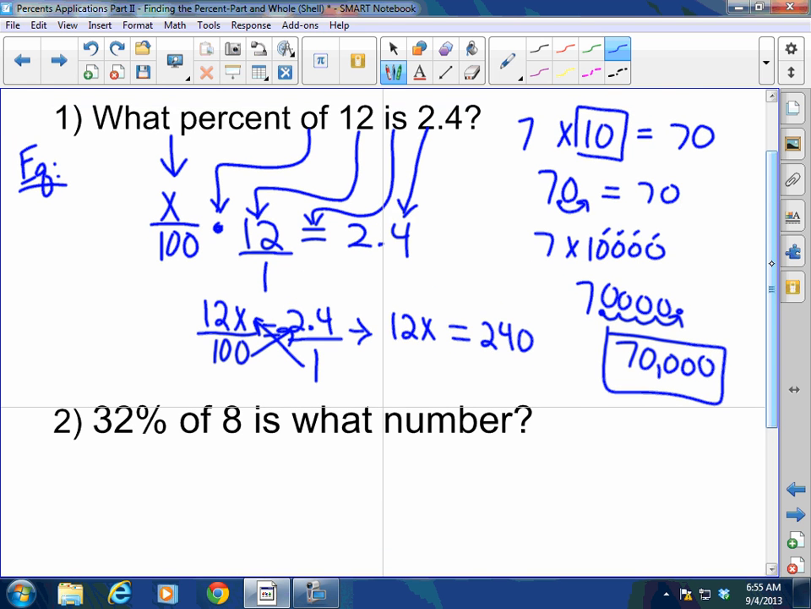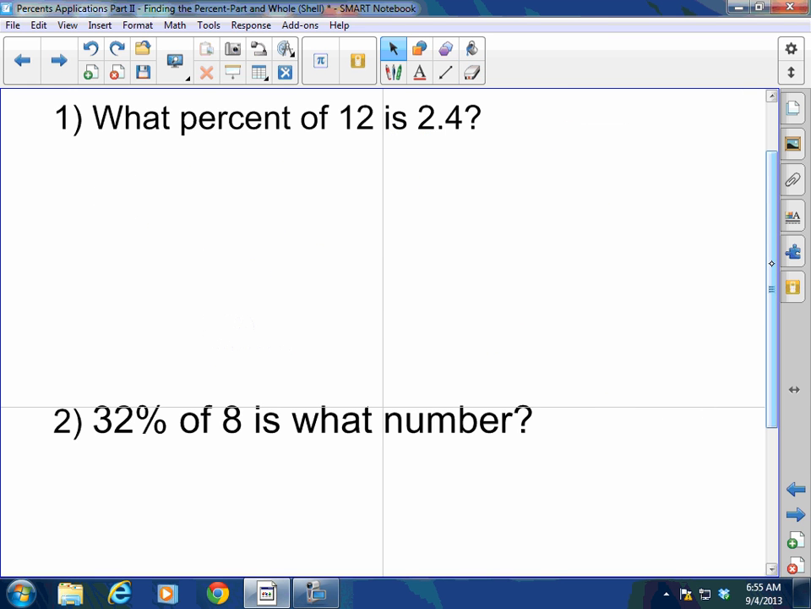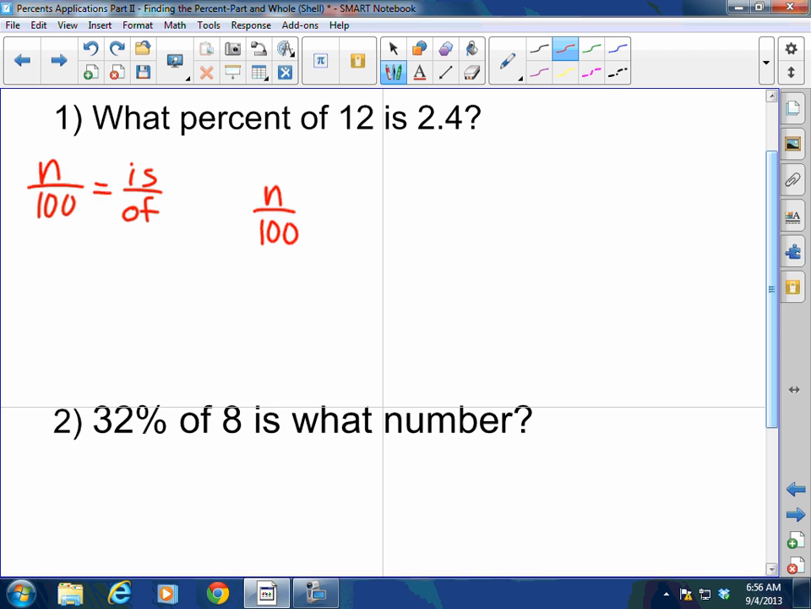So that's the equation method. Now let's do it the proportion method, because I promised I would do both, because some people are going to like one and others are going to like another way. So what percent of 12 is 2.4? N over 100 equals is over of. So what percent, that's my unknown, that's my variable, N over 100, equals is, my is 2.4, over of, which is 12.